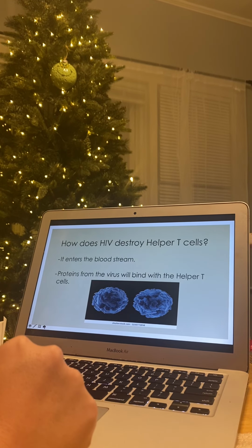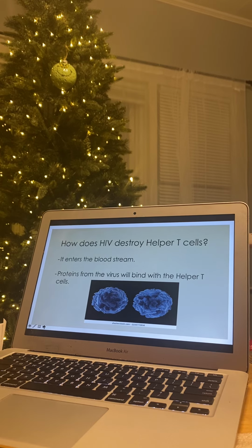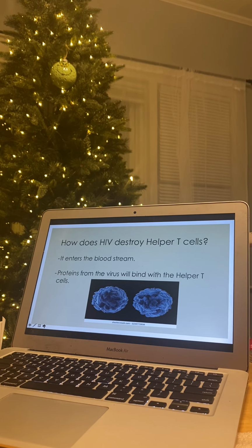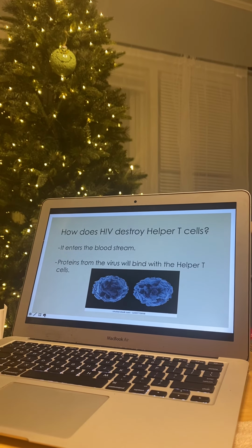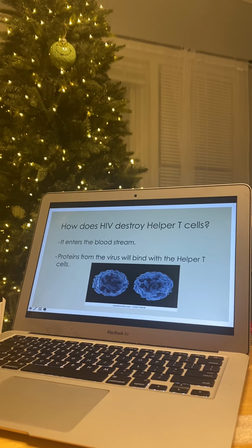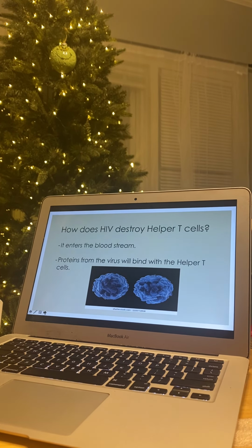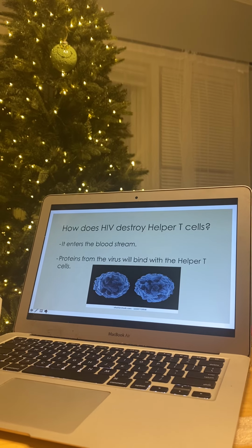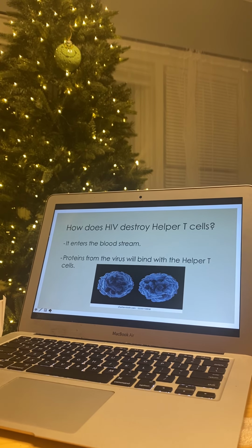How does HIV destroy helper T cells? Once HIV is in the bloodstream, proteins on the surface of the virus can bind to proteins on the surface of a helper T cell. After attaching, HIV may enter and begin to reproduce. Inside the host helper T cell, the RNA genome of HIV is reverse transcribed, and the newly produced DNA is integrated into the T cell's genome.